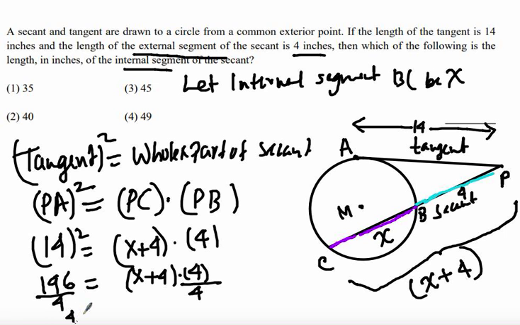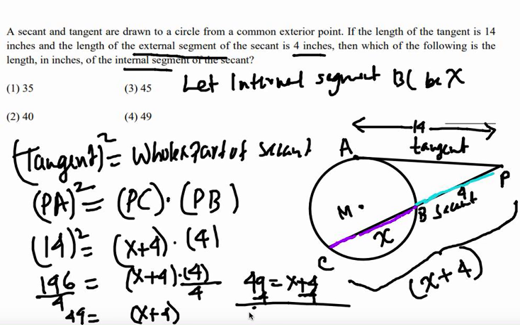So this one would be 49 equals X plus 4. 4 divided by 4 is just 1. So we have X plus 4 equals 49. Now to find X, all I have to do is get rid of 4 from this side and 4 from this side. 49 take away 4 is 45, and 4 take away 4 is 0. So X is going to be 45. X is 45, so that means this internal segment BC is going to be 45. Okay, so your answer should be 45 for this.